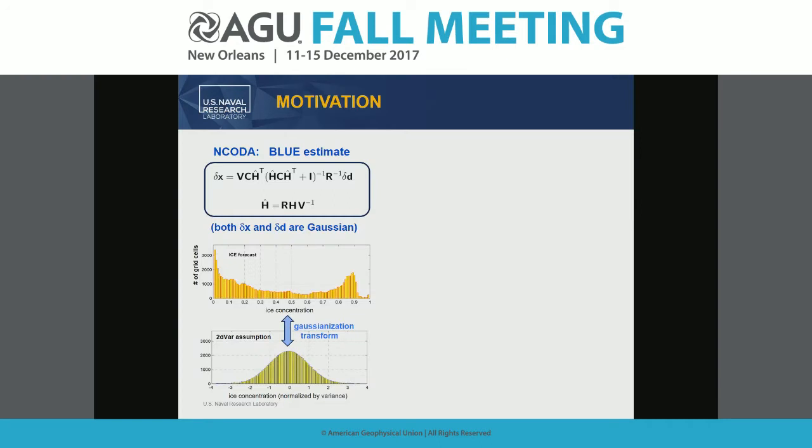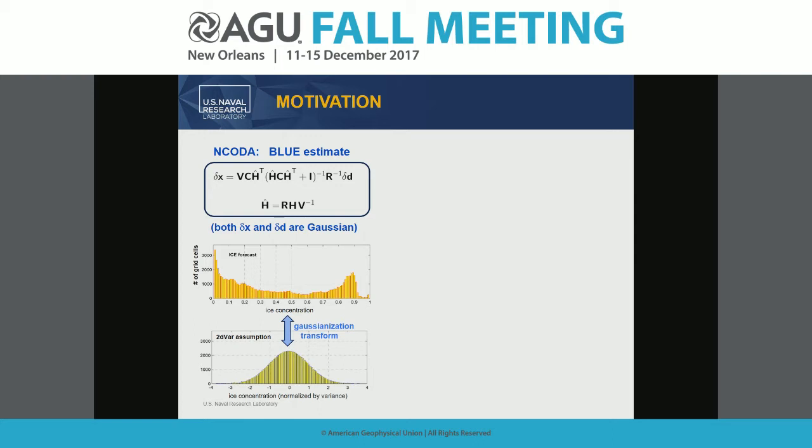So the first problem with assimilating ice concentration is, of course, the non-Gaussianity of the state which is being assimilated. The current operational model is based on the standard Bayesian hypothesis about the Gaussianity of the increments, so the final formula is very common. There is a linear transformation of the innovations which produces increments, and both innovations and increments are assumed to be Gaussian. But if we look at the PDF of the ice concentration, it's completely non-Gaussian, as in the second panel.